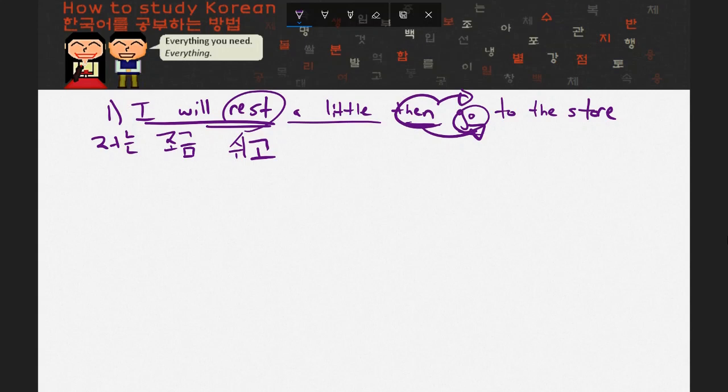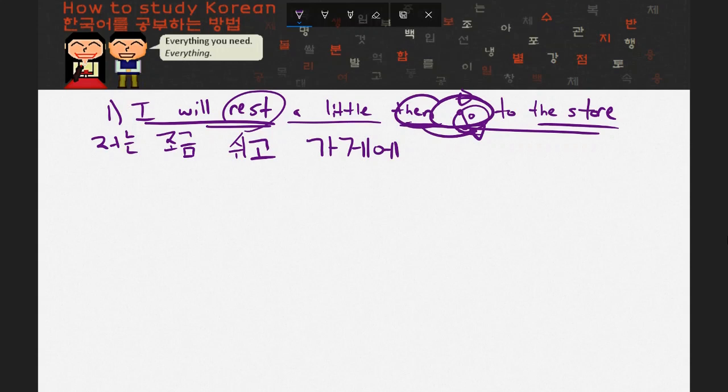So right now this says I'm going to rest a little, but now I want to indicate that I want to go to the store. If I want to do that, all I need to do is treat the rest of this sentence that I'm going to do after this shigo to indicate that I'm going to go to the store. Well, the place that I'm going to go is the store, so I'll write that here, kage. That's the place that I'm going, so I'm going to put the particle a onto kage to indicate that that's where I'm going.